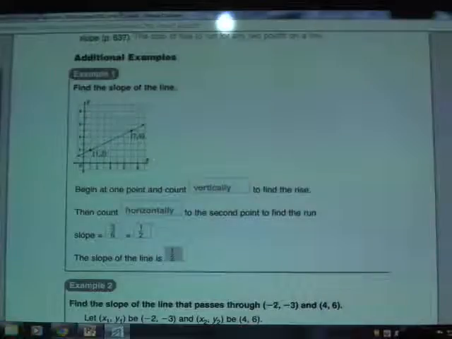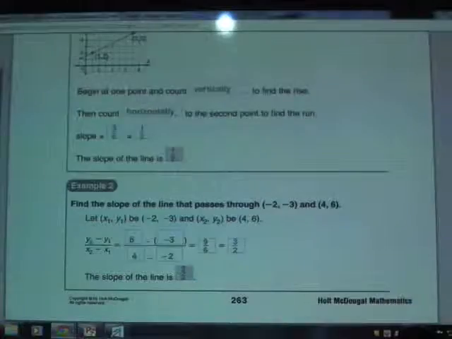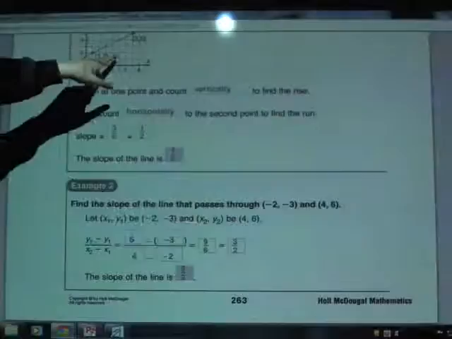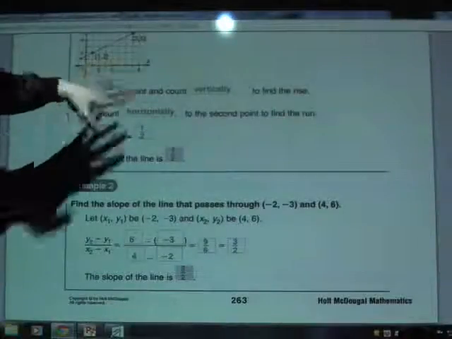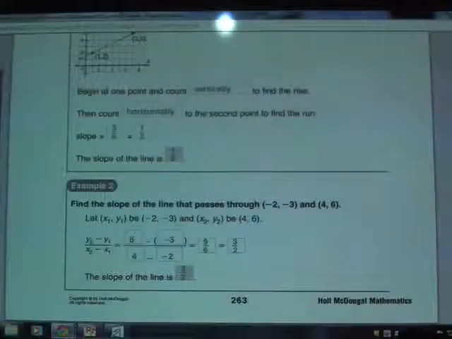All right, let's go ahead and continue on here, and we're going to take a look at number 2. We're asked to find the slope of the line that passes through (-2, -3) and (4, 6). Well, you've got some options here. You could, if you wanted to, lay those points on a coordinate grid like we did back up here in example 1, and then count it off and find the rise and the run, and that will, of course, equate out to your slope when it's done. That's an option you have.